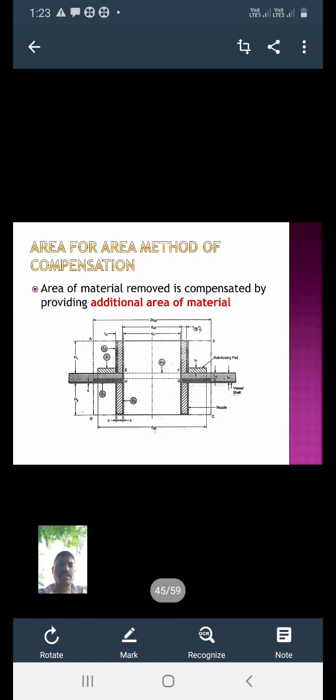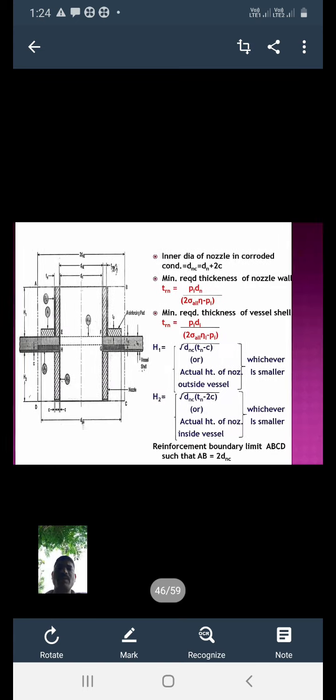The portion of the shell has excess thickness. Second is the portion of the nozzle outside the vessel has excess thickness. Third is the portion of the nozzle inside as well as outside the thickness of the vessel. And last is a reinforcing pad, which is also called a compensation ring. Then we will see what the area method of compensation is. The area of material removed is compensated by providing additional, or we can say excess, area of the material.